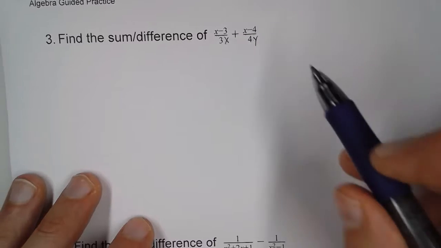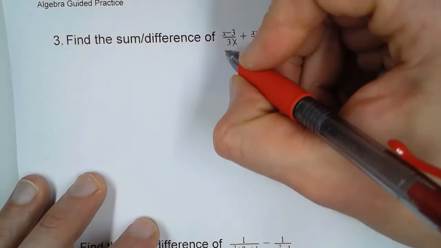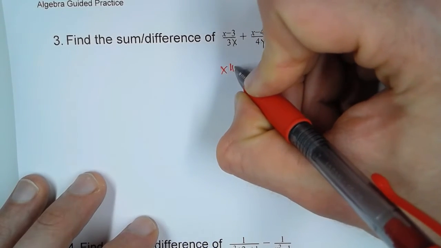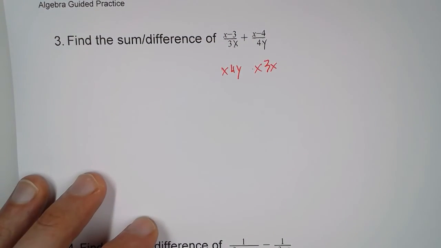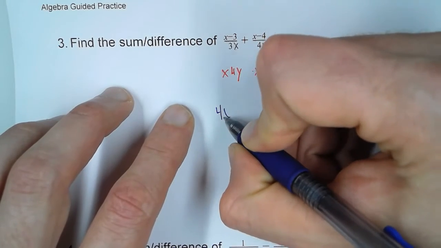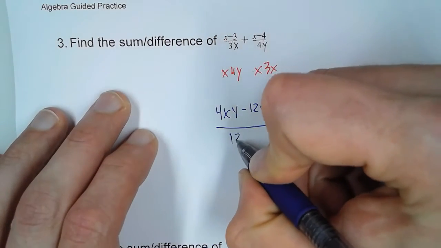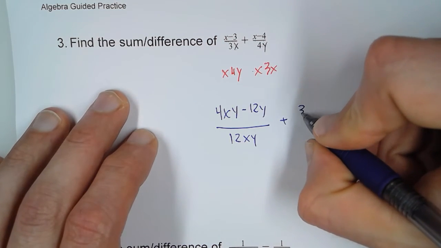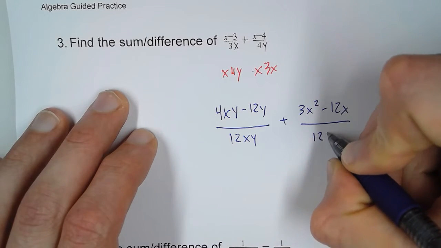For number 3, our denominators are 3x and 4y. So here in this fraction, we're going to have to multiply by 4y. Here we're going to have to multiply by 3x. So when we do that, that's going to be 4xy minus 12y all over 12xy. Here we're going to have 3x squared minus 12x over 12xy.